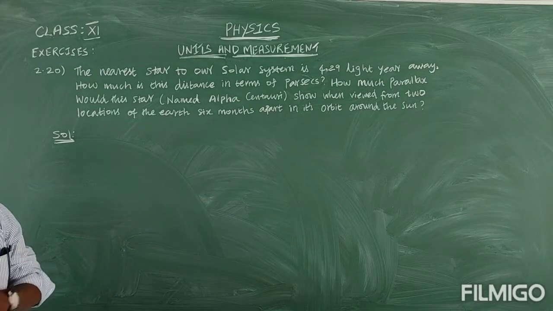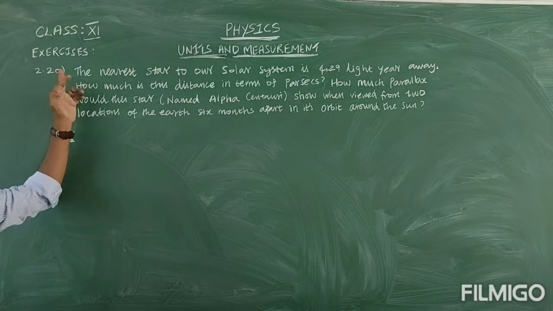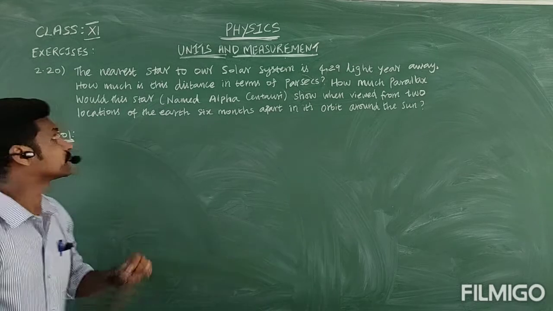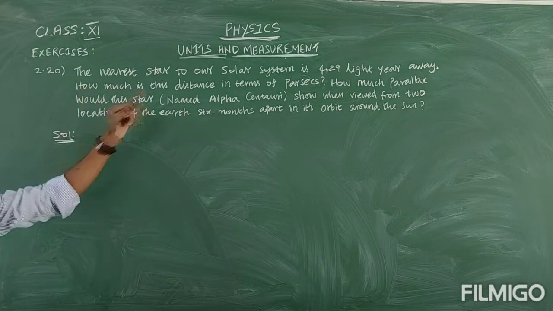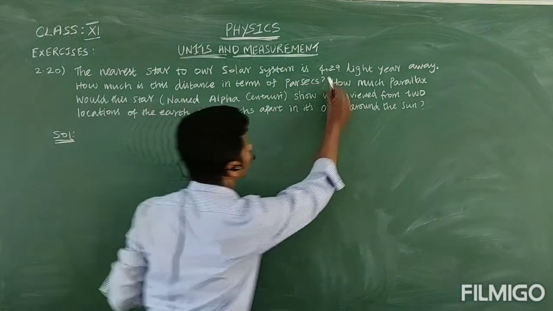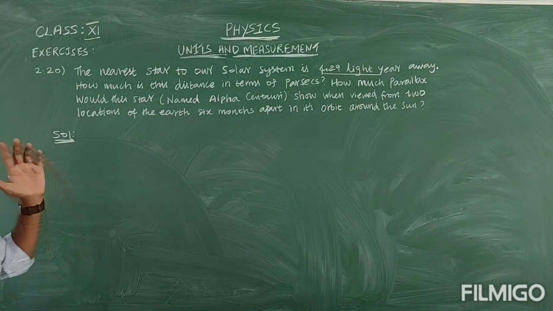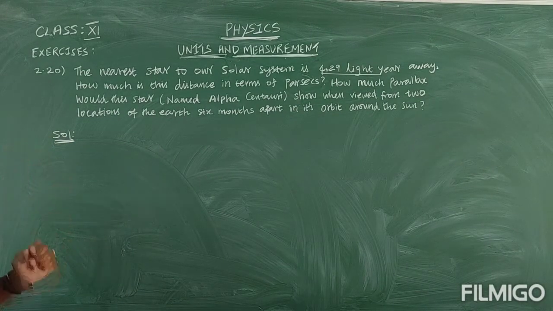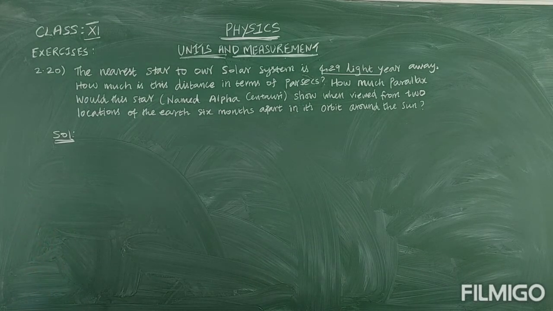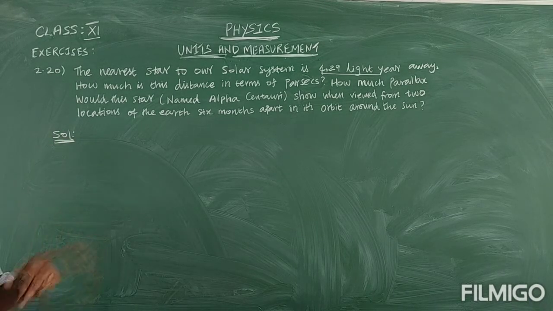Dear students, see the next question from 11th standard Units and Measurement NCERT exercise problem 2.20. The nearest star to our solar system is 4.29 light year away. How much is this distance in terms of parsec? So 4.29 light year is how much parsec, that is the first question.